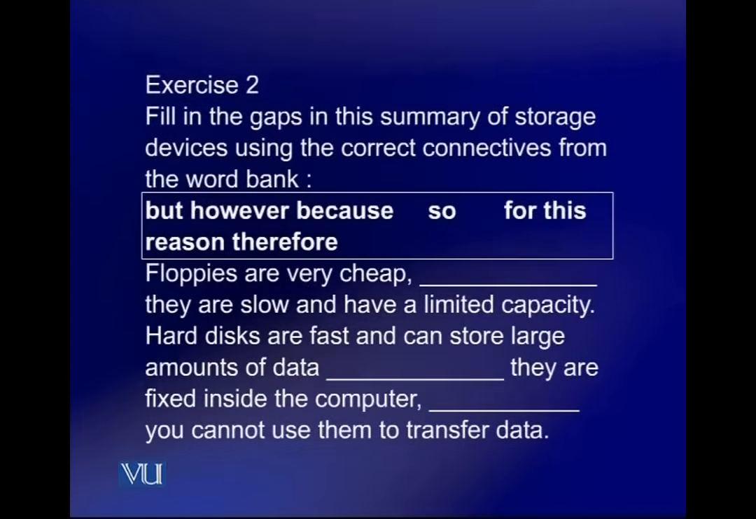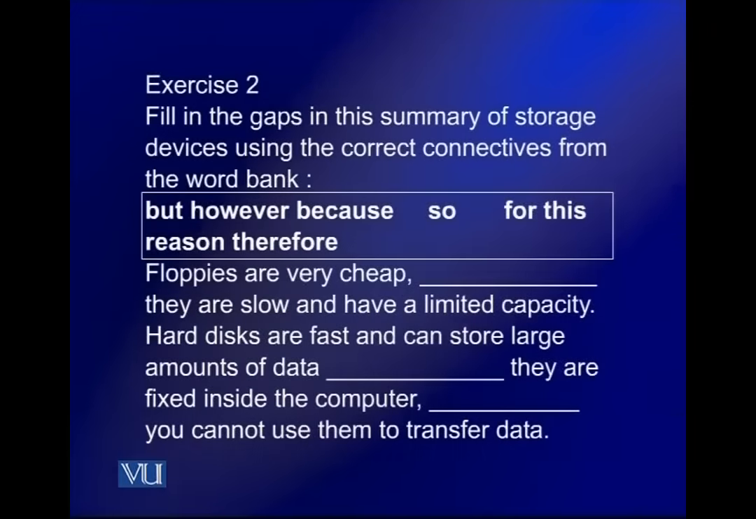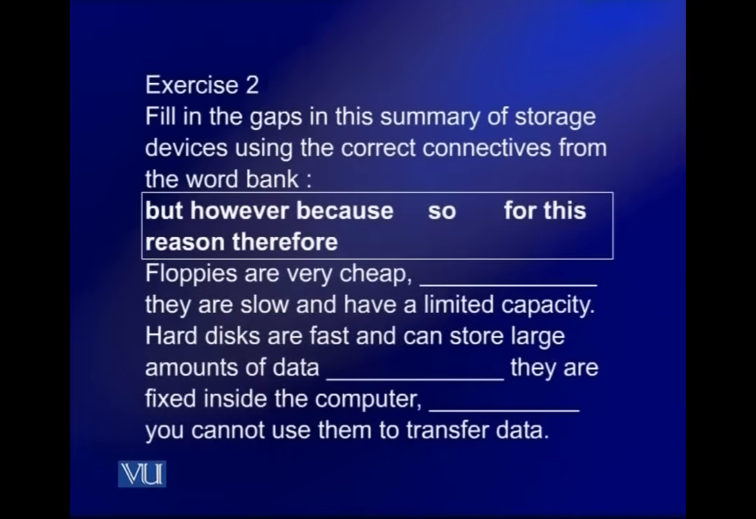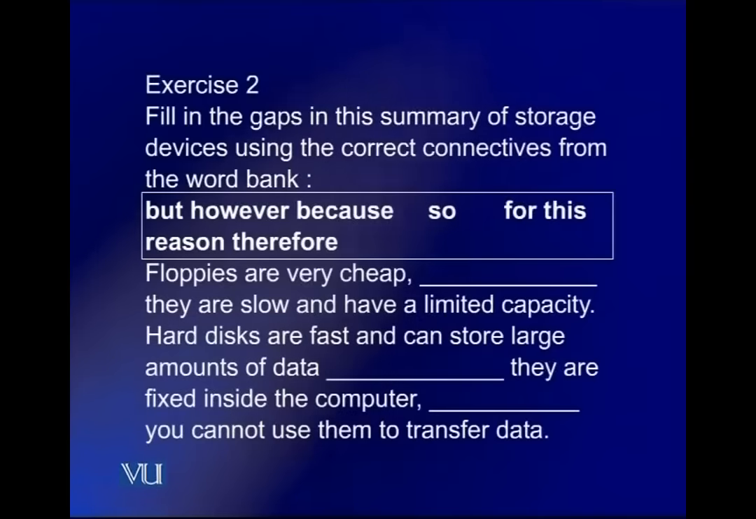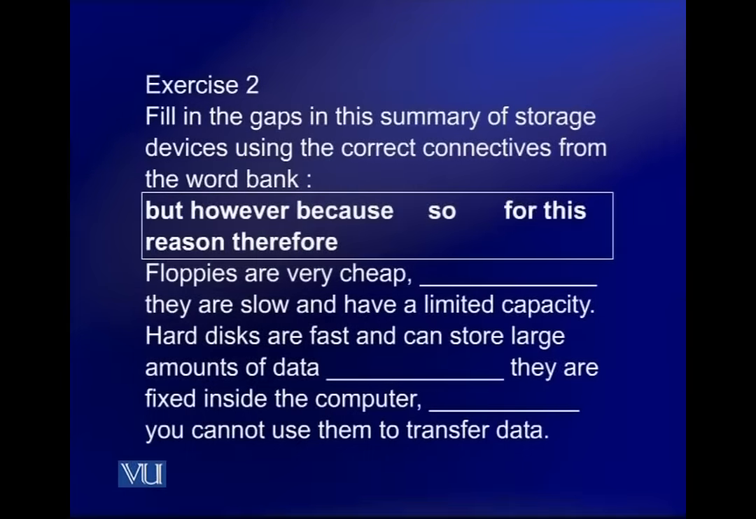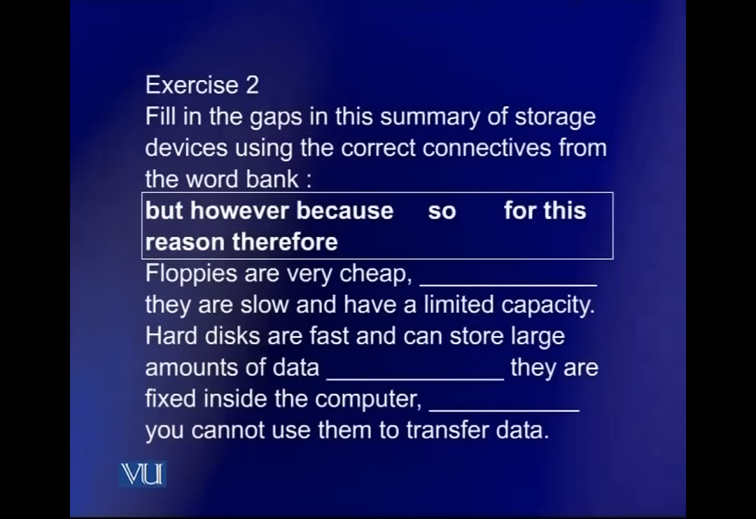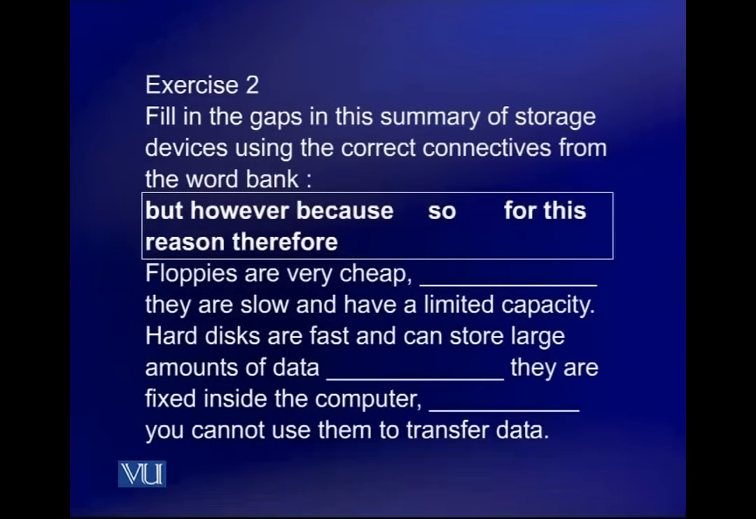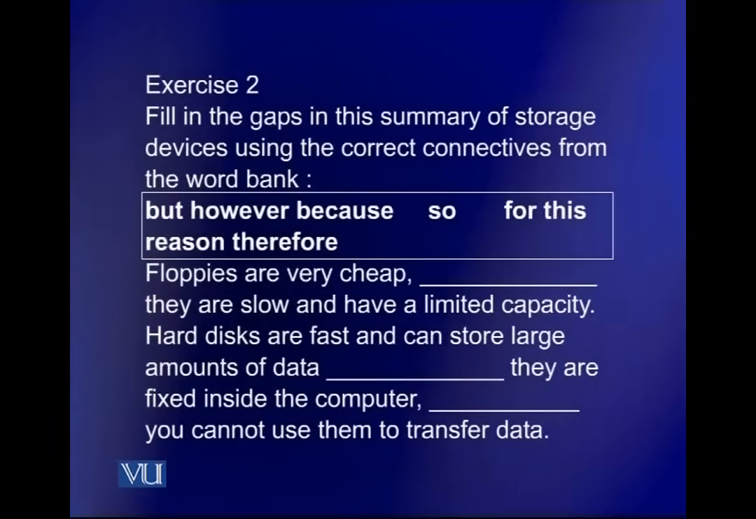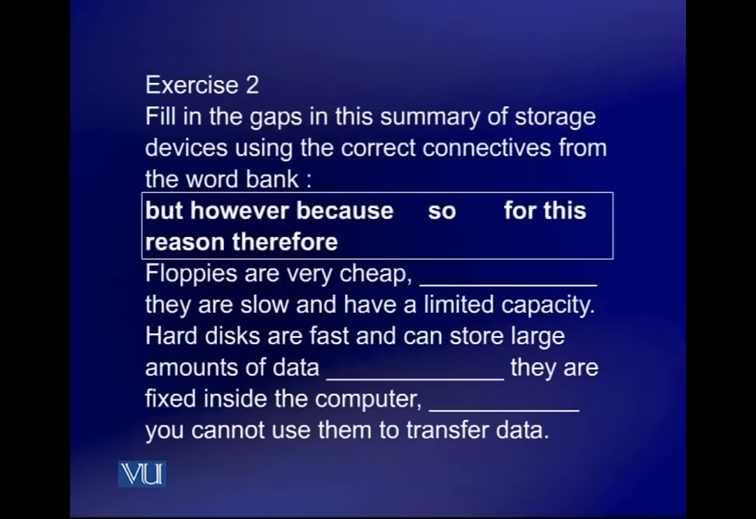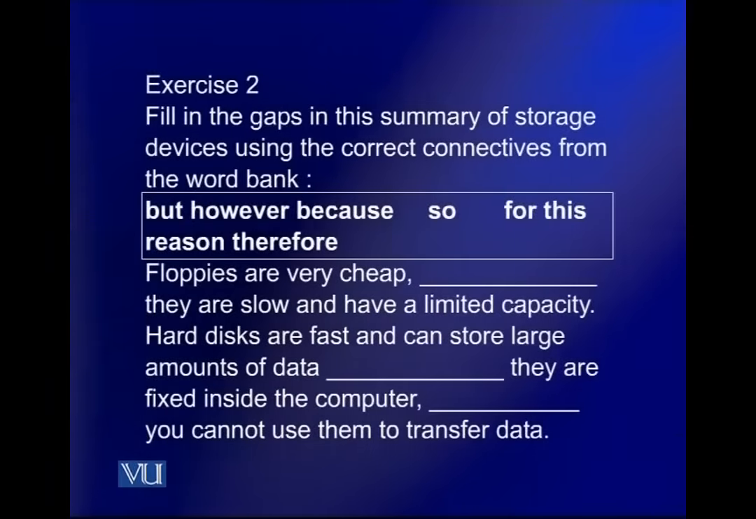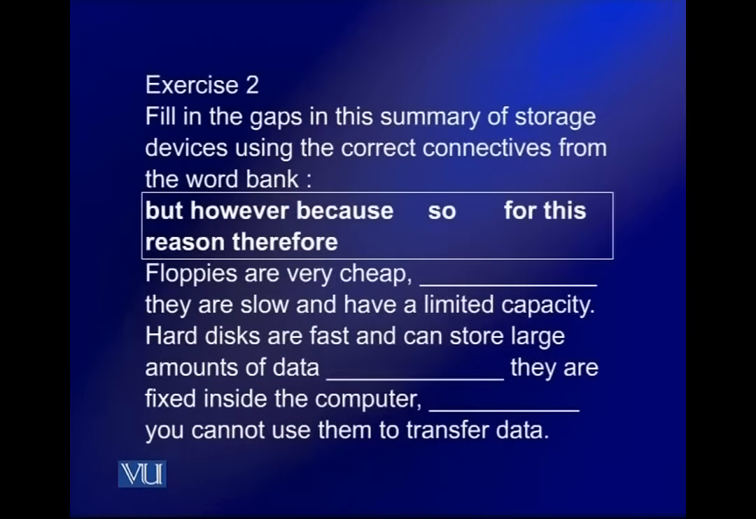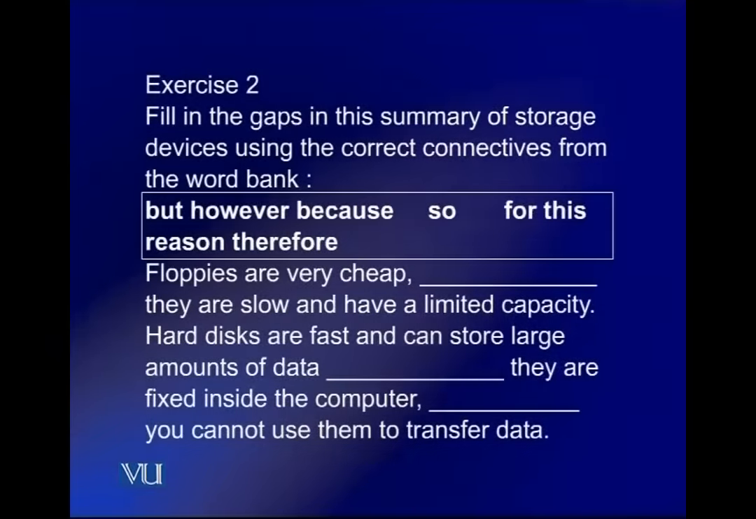Floppies are very cheap. Dash, the gap. You have to fill in this gap. I shall use the word dash. Floppies are very cheap. Dash. They are slow and have a limited capacity. Now, out of those 5 or 6 words in the word bank, you have to choose the right one. Which connective do you think would be suitable over here? It's the word but, because we are contrasting two things, that floppies are very cheap, but they are slow and have a limited capacity.